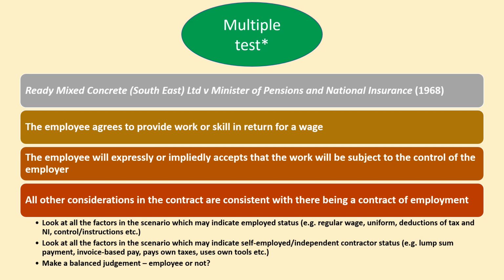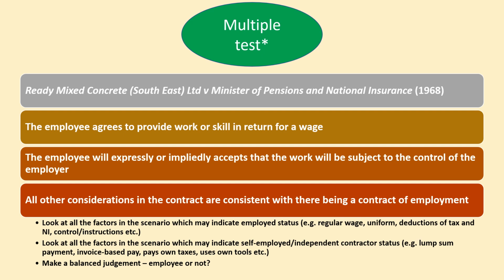The third thing to do is have a look at the question. So what does it say about the status of that employee? And take them all into consideration and weigh them up. Are there more factors indicating employment or more factors indicating independent contractor? Now look at all factors then. So they might have a regular wage, a uniform, they get deductions of tax and national insurance, they get more control, more instructions. That would lean to being an employee.